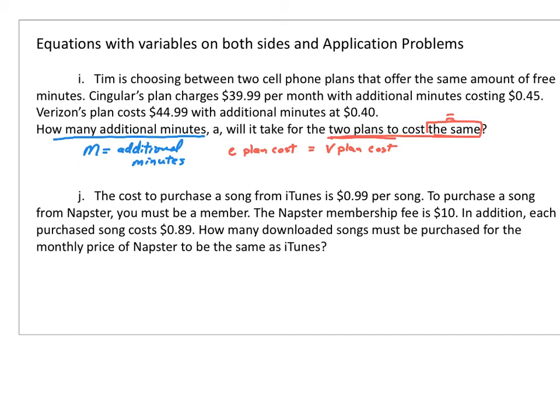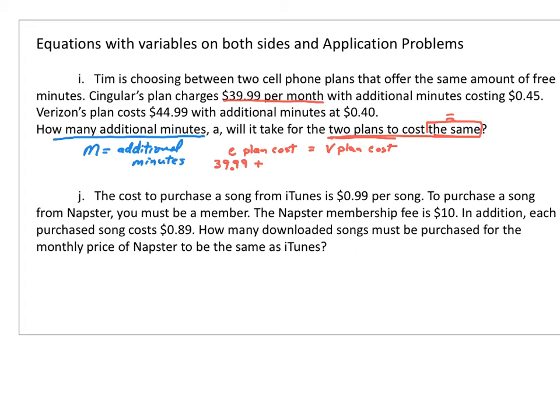Okay. Now, how do we figure out the Singular plan cost? That will help us write our equation. Well, the Singular plan charges $39.99 per month. Okay, so they start with $39.99, with additional minutes costing 45 cents. So plus 45 cents for, that should say for each additional minute.